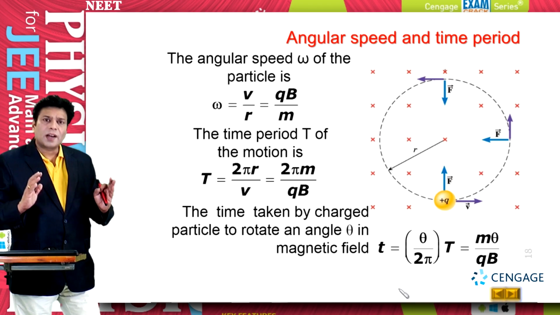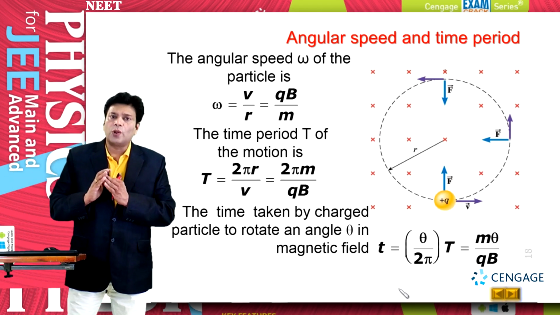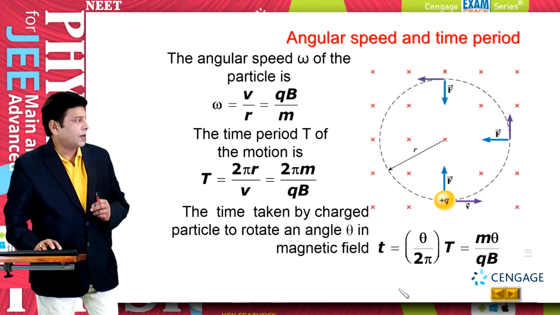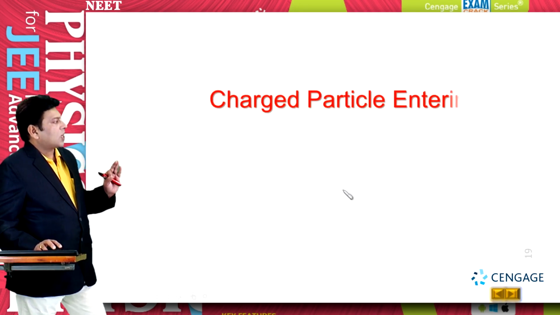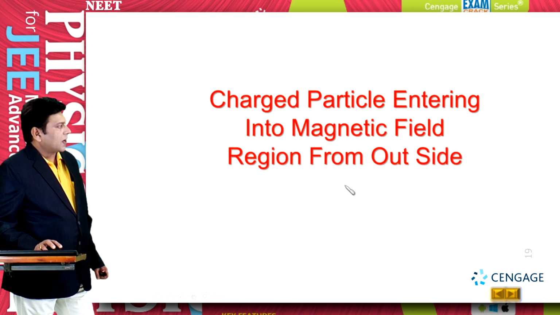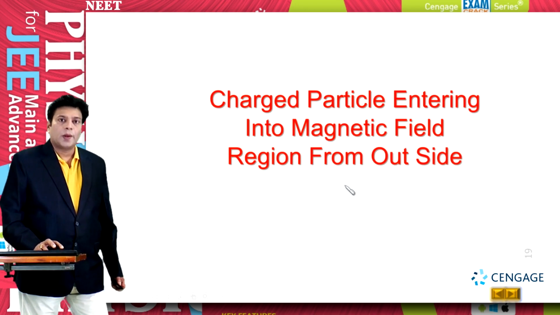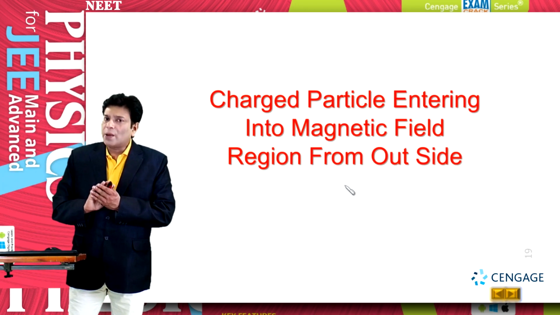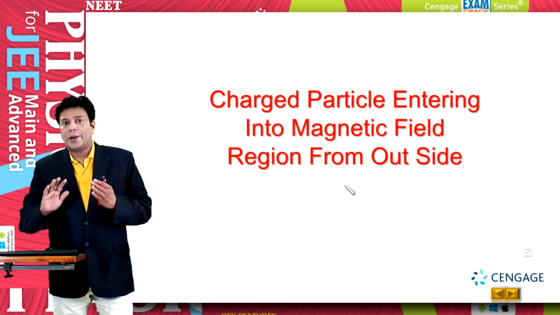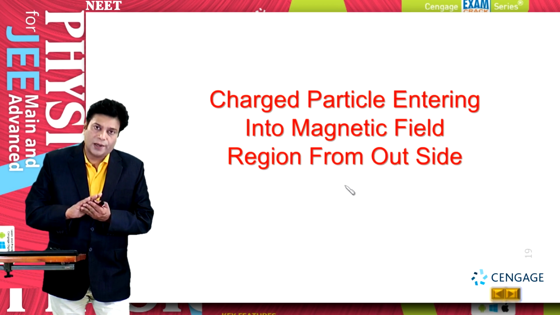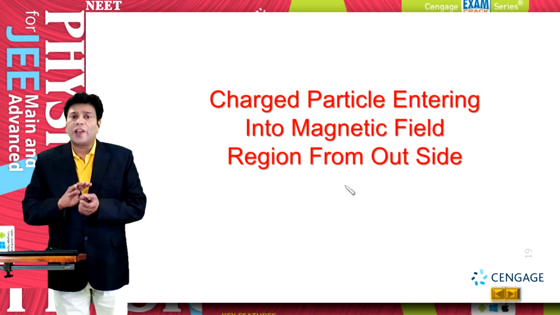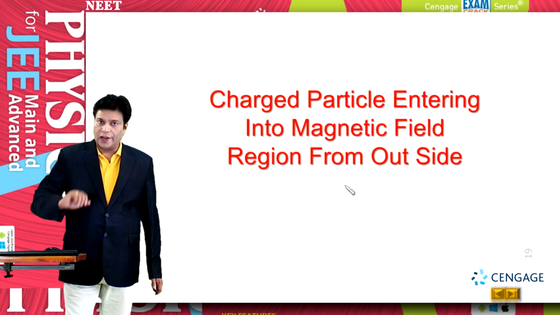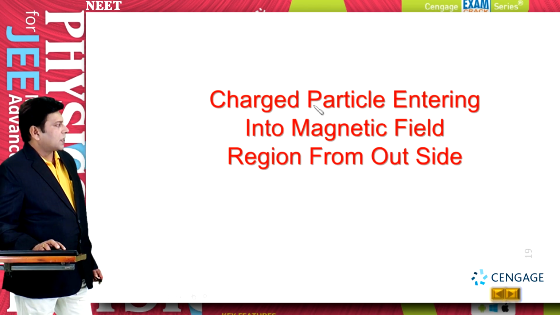But there may be certain cases when a charged particle enters the magnetic field region from outside, that is, from a certain boundary. So let us learn about a charged particle entering the magnetic field region from outside. If a charged particle enters the magnetic field region from outside, it cannot complete a full circle. Let us find the time taken by the charged particle when it is moving in the magnetic field region. So let us discuss one situation.